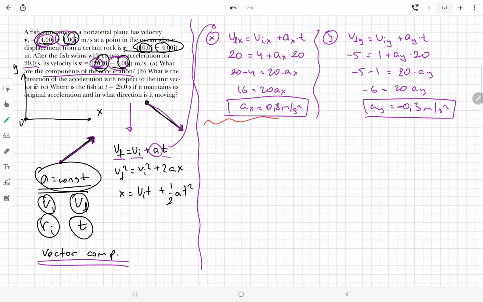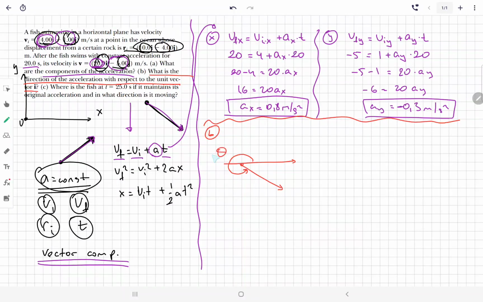So let's come to part B. Part B: What is the direction of the acceleration with respect to the unit vector i? So i is the horizontal direction basically. As you see, ax, the acceleration in the x direction, is positive. It means it's accelerating in the x direction to the right. The y direction is negative, so this is the direction of the acceleration basically. And what is the direction of the acceleration with respect to the unit vector?